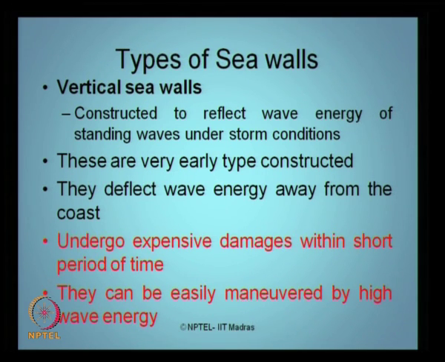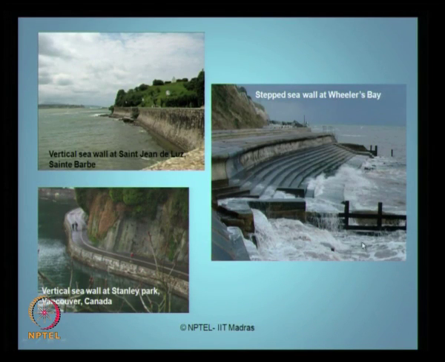Another demerit of vertical sea walls is that they can be easily overwhelmed by high wave energy. If the wave energy potential is very high, then the sea walls can be easily overwhelmed, and they will not be able to control the waves.